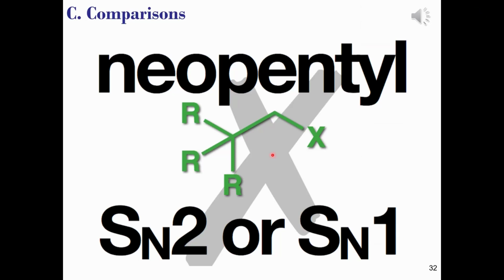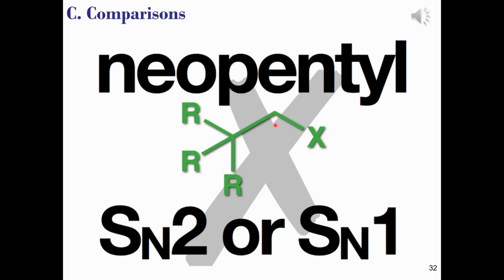The answer is no. It will do neither, but for different reasons. Firstly, E2 is not a possibility simply because there are no beta hydrogens for any base to abstract. Secondly, E1 is not a possibility for the same reason as this substrate's inability to undergo SN1. The carbocation won't form as the energy requirement is too high and the primary carbocation is not stable.